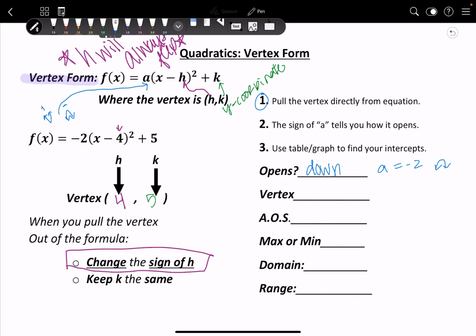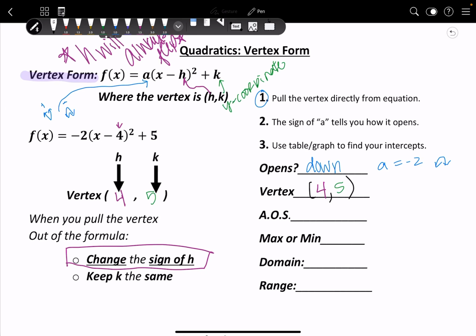Your vertex, we already saw right there, is (4, 5). Make sure you're writing this as a coordinate pair, because that's what that is. It's a coordinate point. Your axis of symmetry, remember, cuts through your vertex. So if this is your vertex, your axis of symmetry is going through here, and it takes your x value because it says x equals some number. So from that vertex, we can say that it's x = 4. Because we know that this is a frowny face, we know that your vertex is going to be the maximum point.